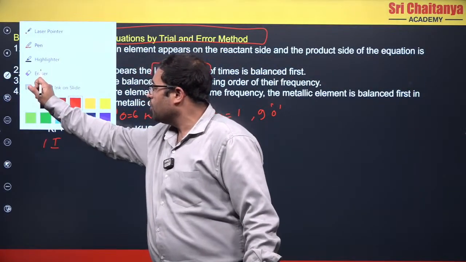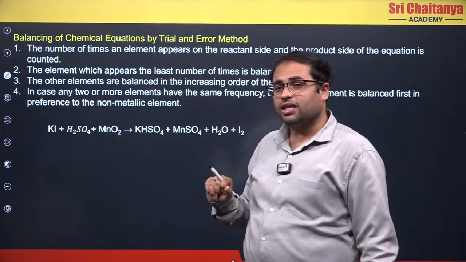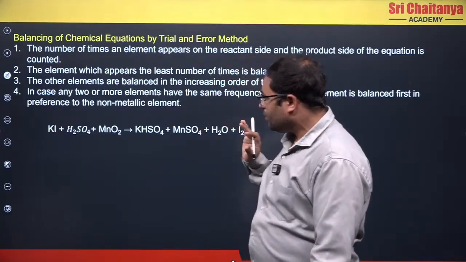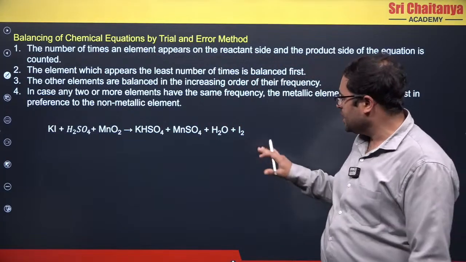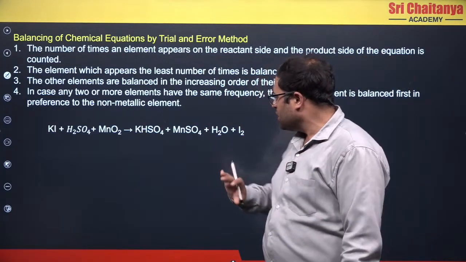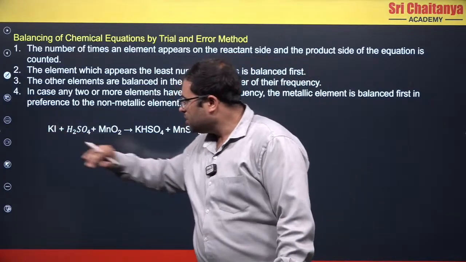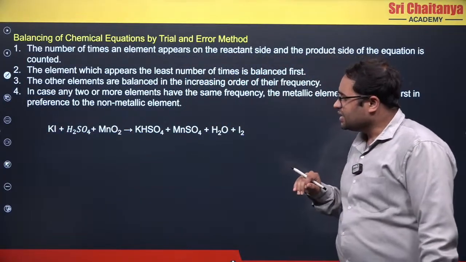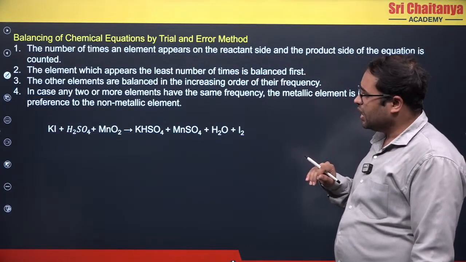So let me clear this out. Right. Now let us balance potassium. Balancing essentially means making the number same. So here potassium is 1. Here also potassium is 1. I think it is balanced. I don't have to do anything else.